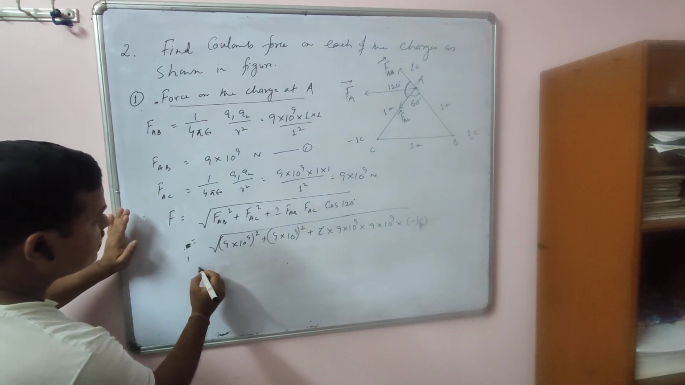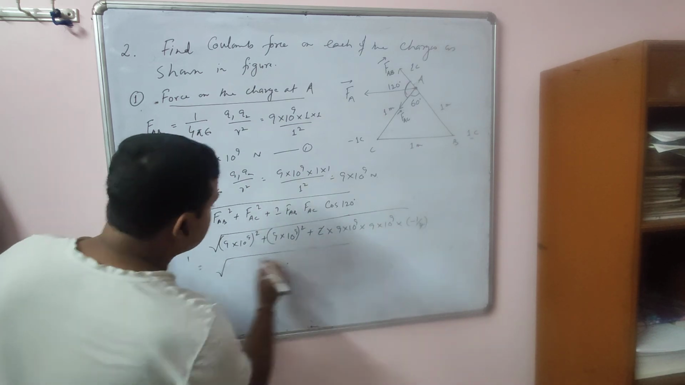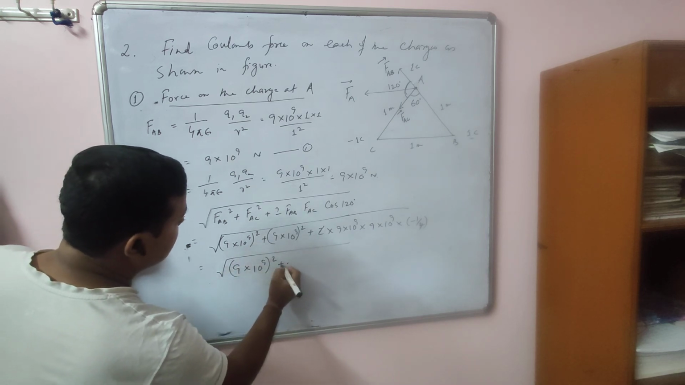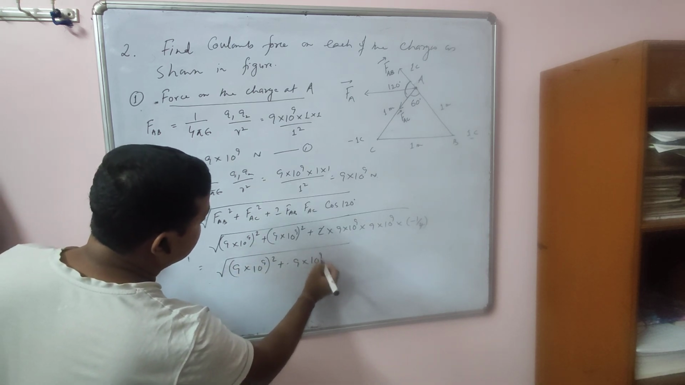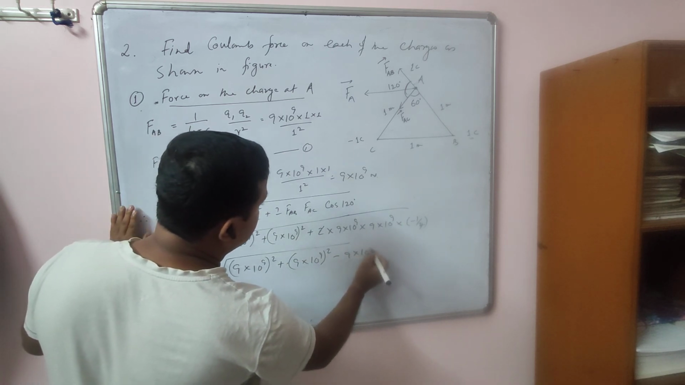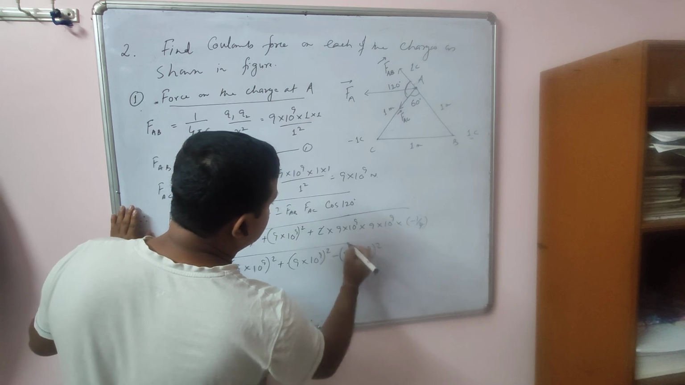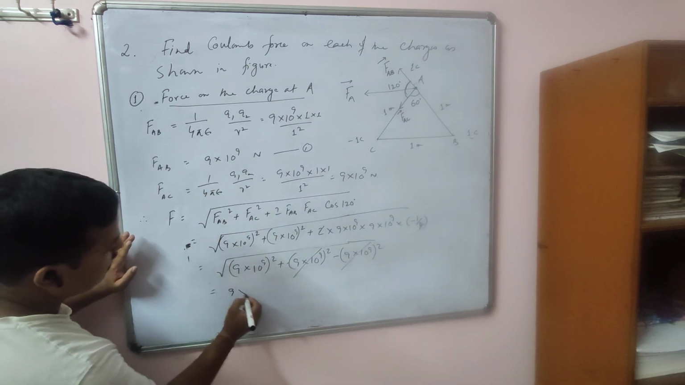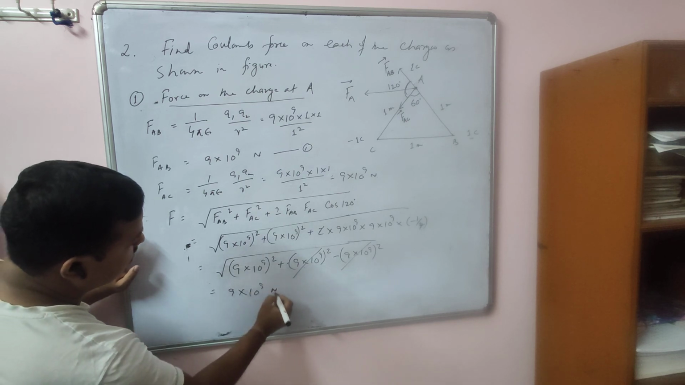So here it is 9 into 10 to the power 9 whole square, plus 9 into 10 to the power 9 whole square, minus 9 into 10 to the power 9 whole square, because it is minus. So this cancels out, and ultimately we get 9 into 10 to the power 9 Newton.